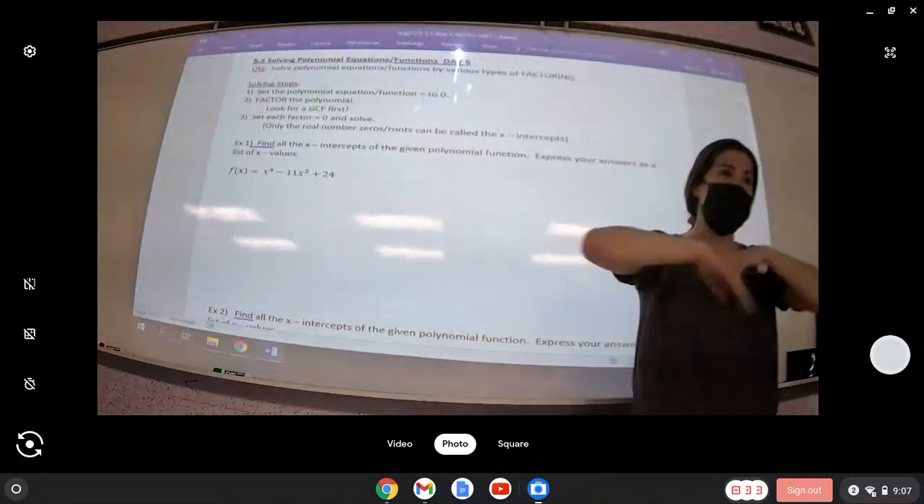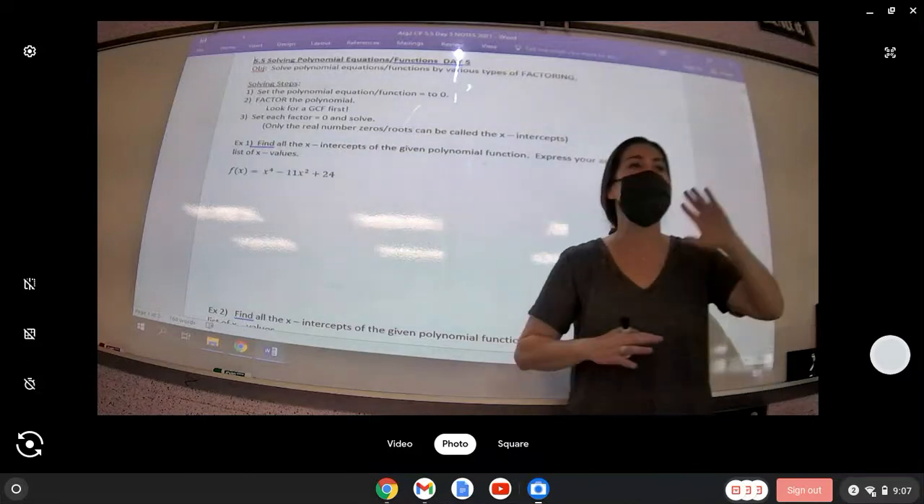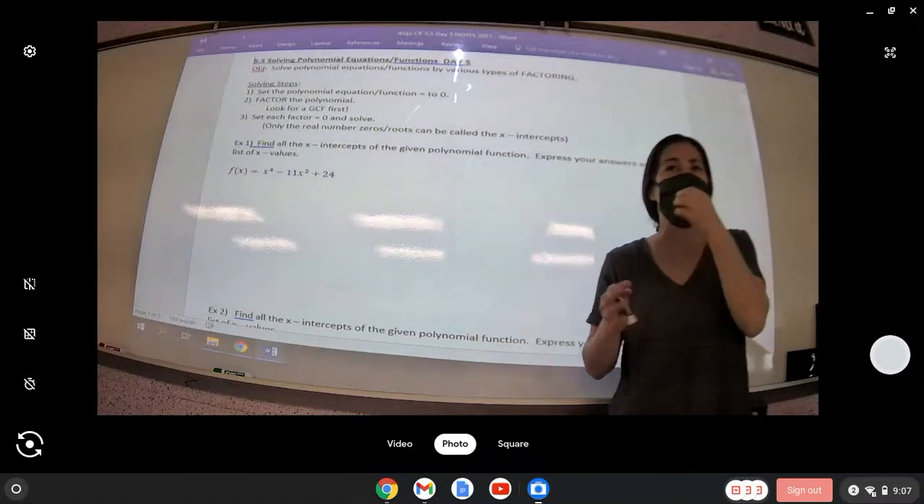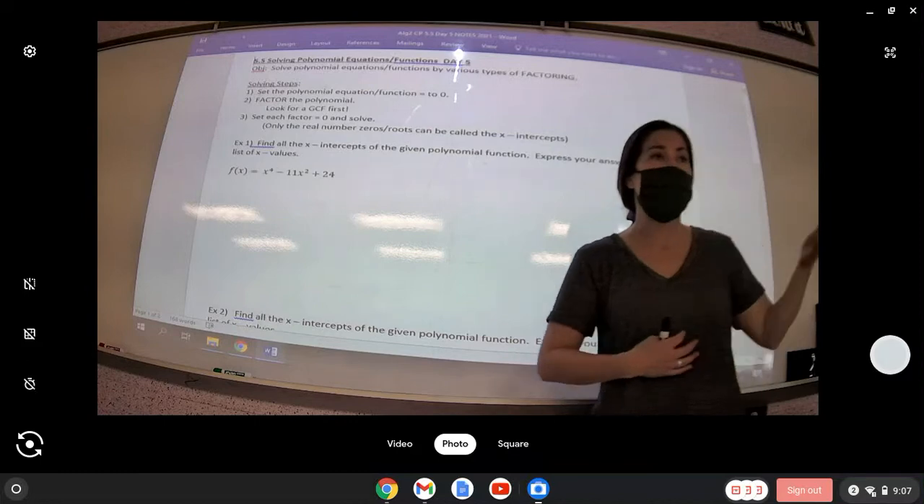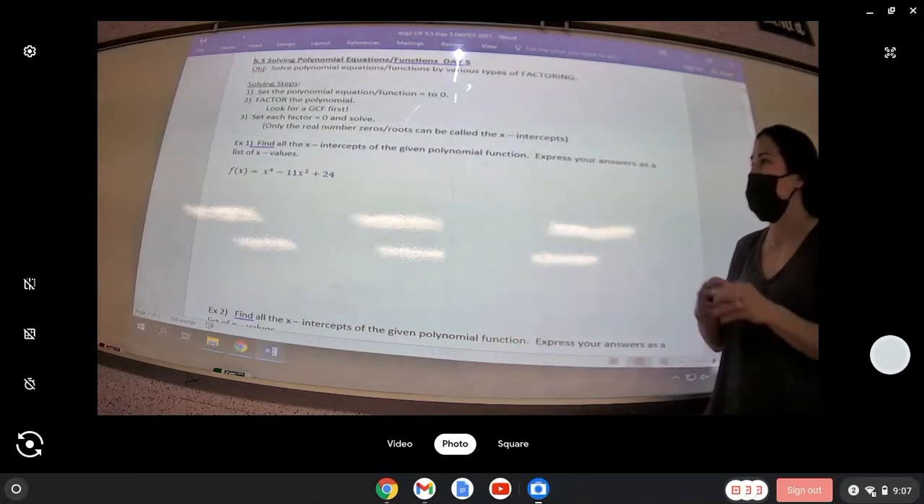We are still in section 5, solving these higher degree polynomial equations. We're going to be in here all week. Tomorrow, I don't know what I'm going to do, whether I give you some type of small review, but Friday will be our quiz on solving these. And then next week, we'll head to graphing them.